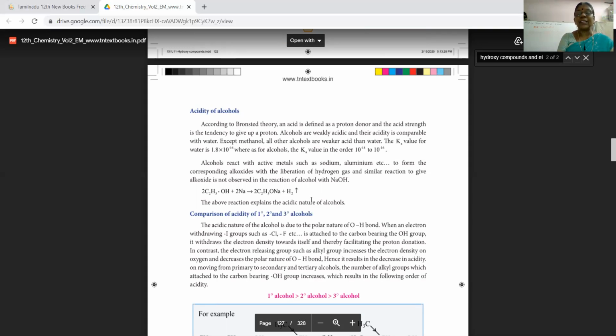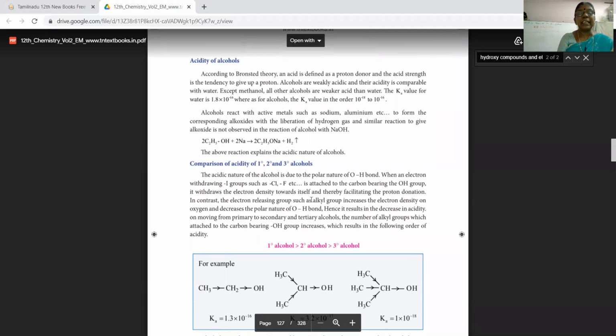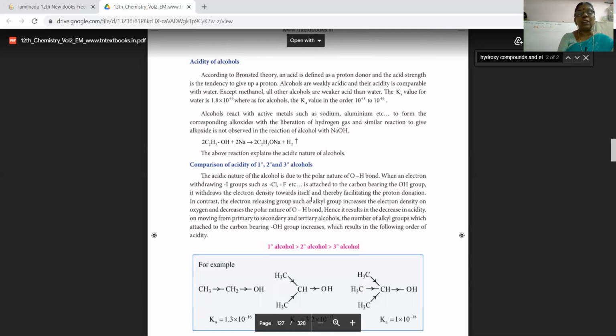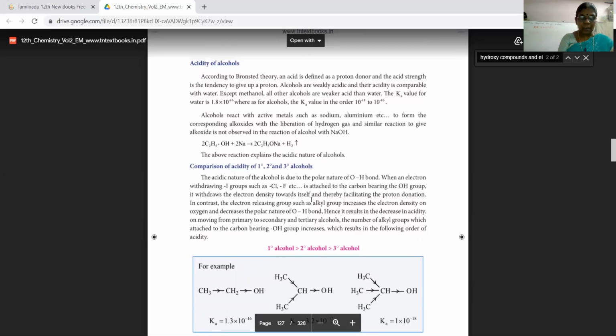Alcohols react with active metals like sodium and aluminum. They form the corresponding alkoxide with the liberation of hydrogen. That is, the hydrogen atom is removed and substituted by the sodium group, that is Na. And the equation is given here as 2C2H5OH + 2Na gives 2C2H5ONa + H2. This reaction explains the acidic nature of the alcohols.